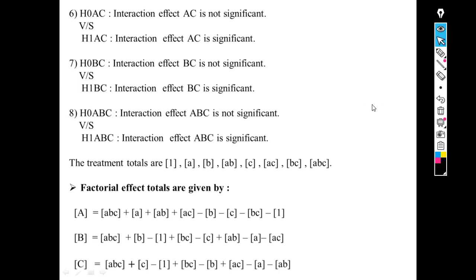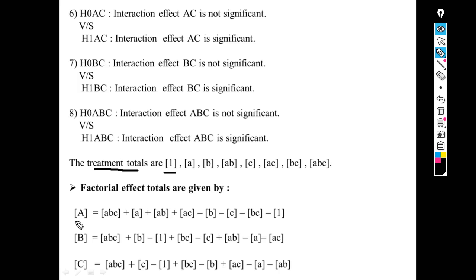So in the last lecture we discussed treatment totals. When we write any treatment combination in square brackets, it denotes the treatment total, and round brackets denote treatment means. So in a 2^3 factorial experiment we have 8 treatment combinations. For these we have treatment totals: [1], [A], [B], [AB], [C], [AC], [BC] and [ABC]. So for this we will now discuss factorial effect totals.